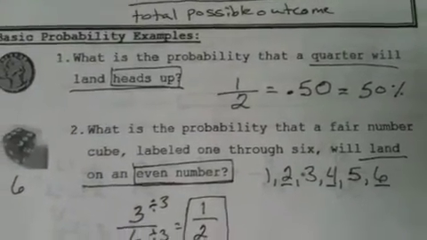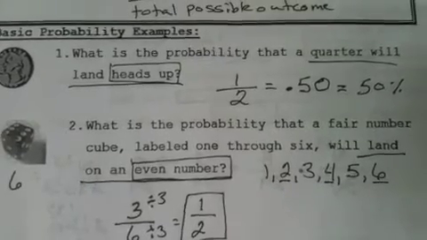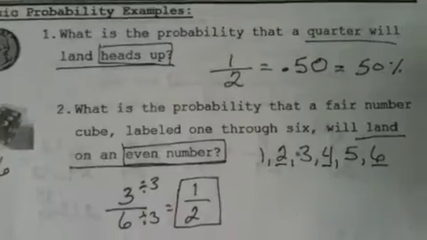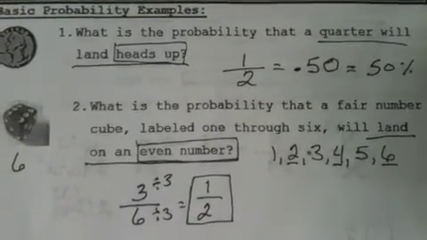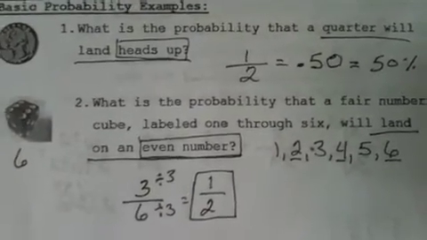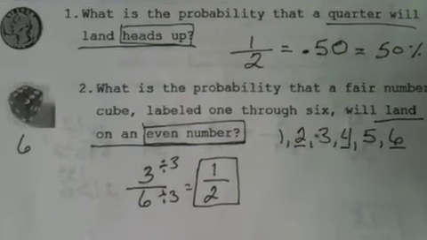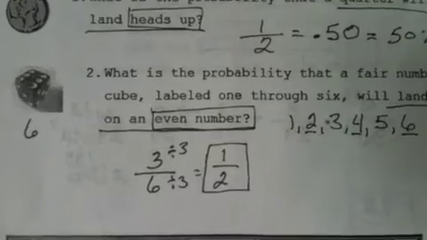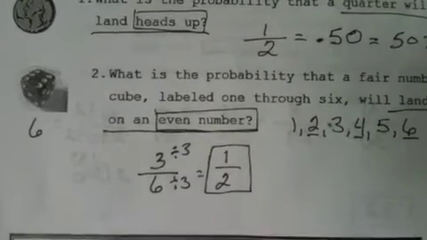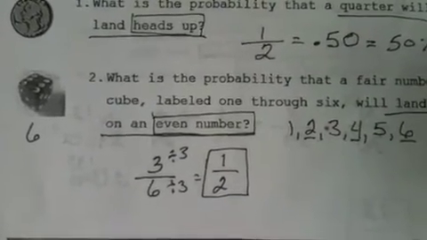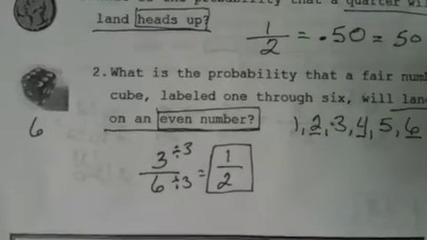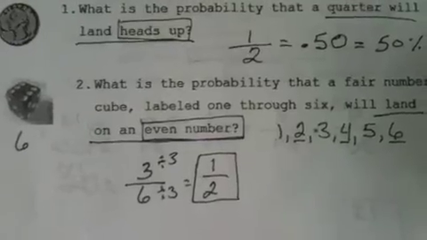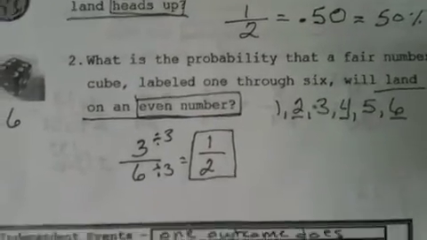Now, question number 2 says, what is the probability that a fair number cube labeled 1 through 6 will land on an even number? So we have a fair number cube, 1 through 6, and there are 6 total sides on a cube, so that's our denominator. There are 3 even numbers on a cube, so that's why you see the 3 as a numerator. 3 out of 6, we can divide each of those by 3, which is equal to 1 to 2. That is our probability. 1 out of every 2 rolls will land on an even number.